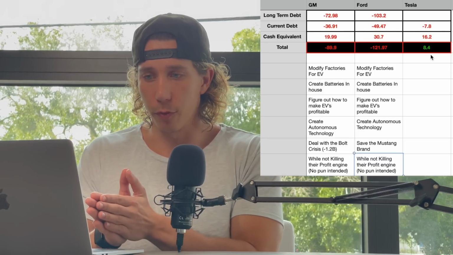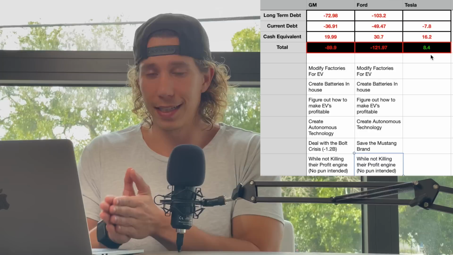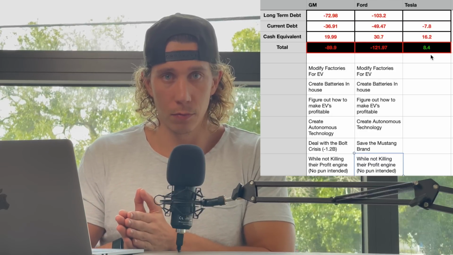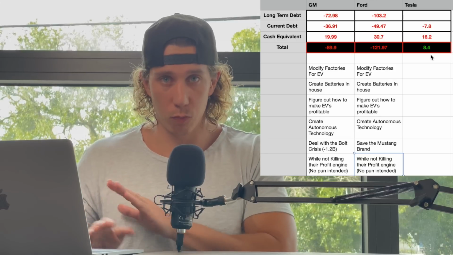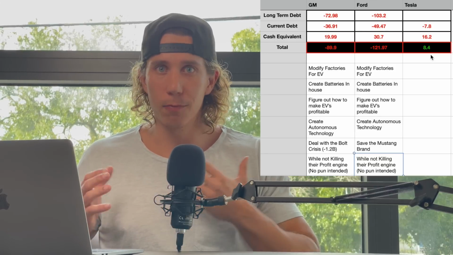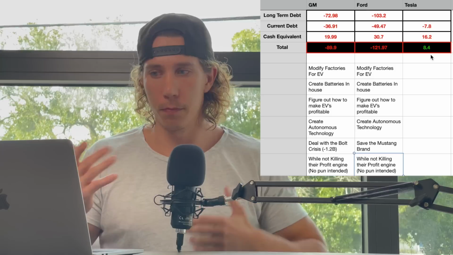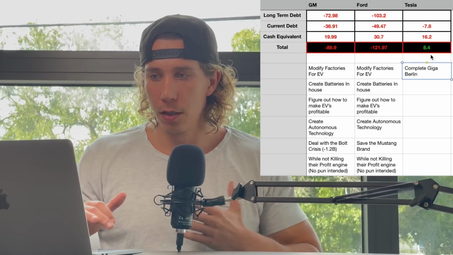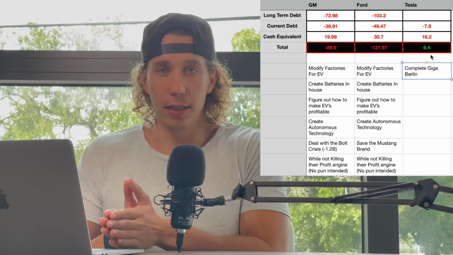So as we said before, compared to GM and Ford, Tesla's actually in the green. They have more cash than debt. Okay? So that's right out the gate. If you're looking at this from a very high level, that looks pretty good. Okay? That's very common sense. So Tesla's big things over the next 5 years.